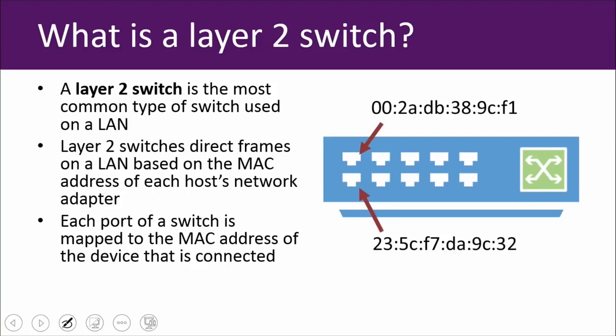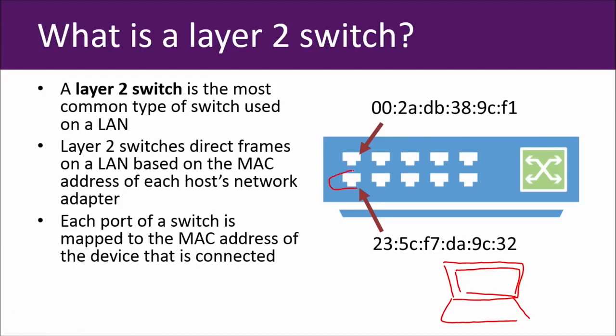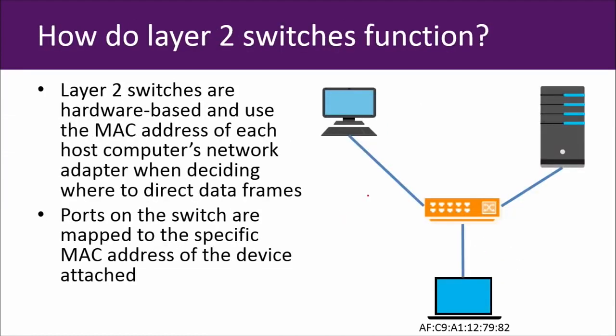So you might have 2 computers. Maybe we have a laptop down here that features that MAC address of 23, 5C, F7, and so on. This port right here is then going to be dedicated to that MAC address. So these layer 2 switches function simply using the MAC address to dictate where information is going to go.